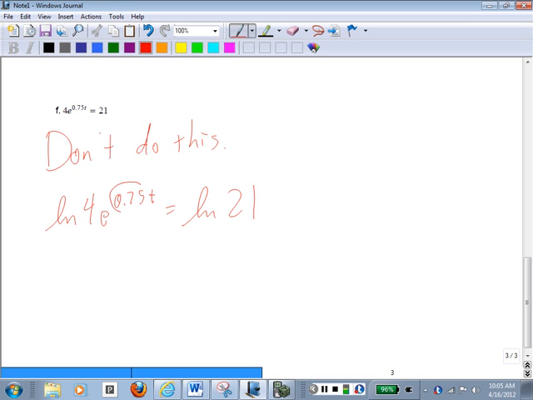If I take the 0.75t and bring it out in front, this would be a really great ABCD question, but I've kind of stopped doing that this semester. What's wrong with this? Why am I not allowed to take that 0.75t and bring it out in front? Because the ln has to be up front. ln.